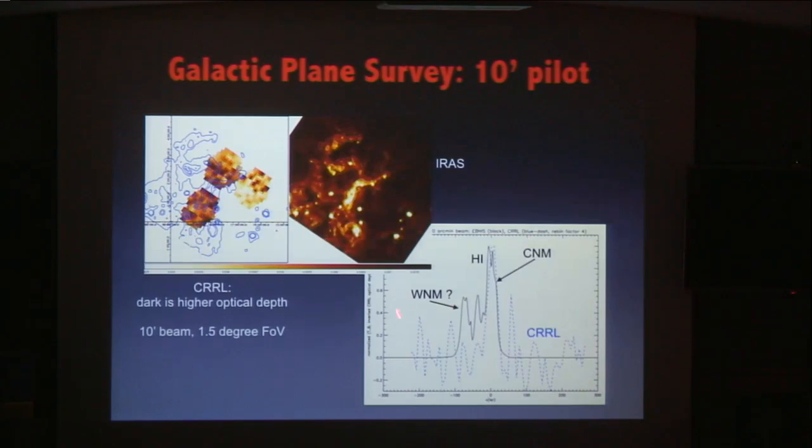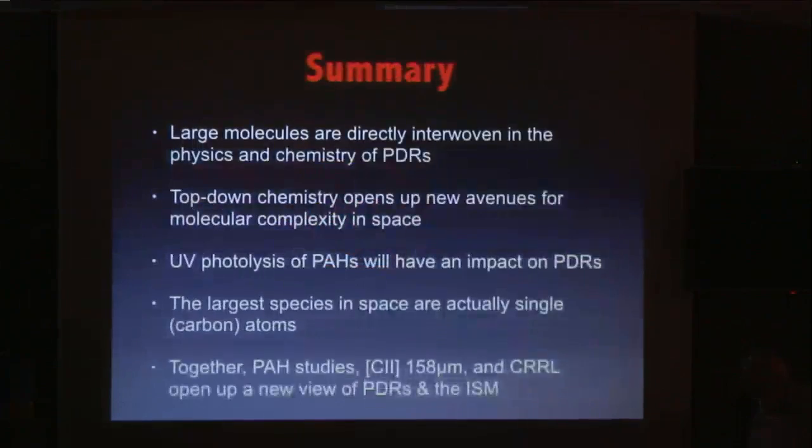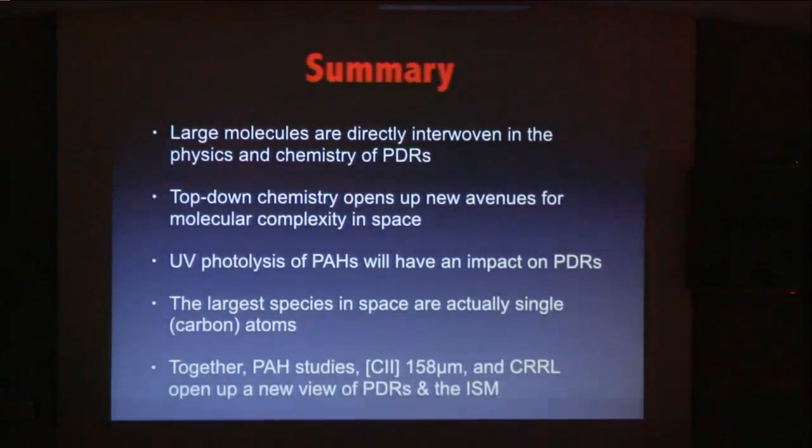I think this is the one that you really want to look at. This is a comparison of the spectrum for one of those 10 arc-minute beams against the H1. And you can see that we see this component, which therefore has to be cold neutral medium, and we don't see this component which we think is warm neutral medium, because the warm neutral medium will not be very bright in these lines.